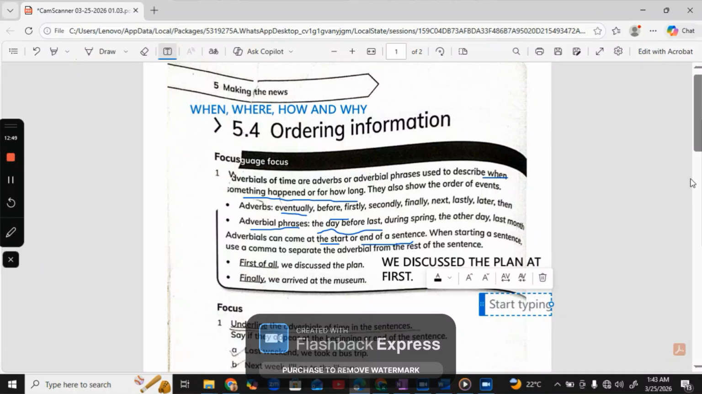Let me continue reading it. Adverbials can come at the start or at the end of the sentence. When starting a sentence, use a comma to separate the adverbial from the rest of the sentence. I have told you this. First of all, we discussed the plan. First of all, comma. This is an adverbial phrase, and then we added a comma. We discussed the plan. Finally, comma, we arrived at the museum.